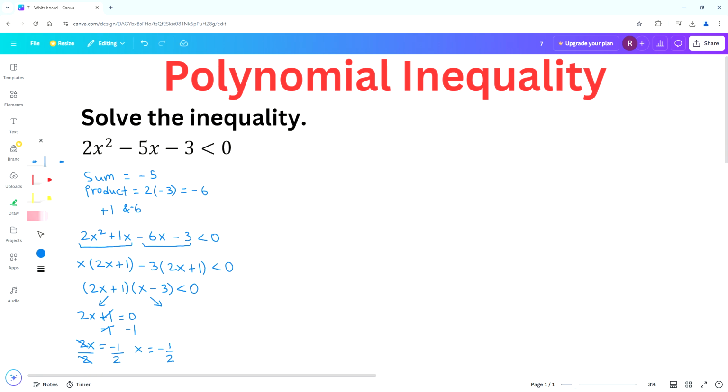I get x equals -1 over 2. This is an x-intercept of the given quadratic expression. Now we can analyze this second factor. The other x-intercept is 3. So this quadratic expression has two x-intercepts. Now we can use the number line method to solve the inequality. We should plot these two x-intercepts.